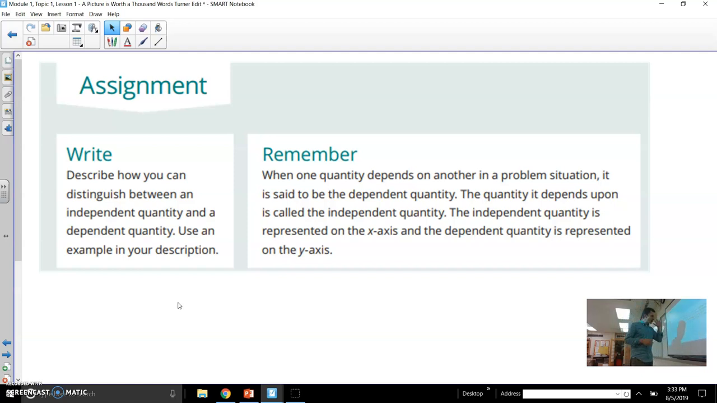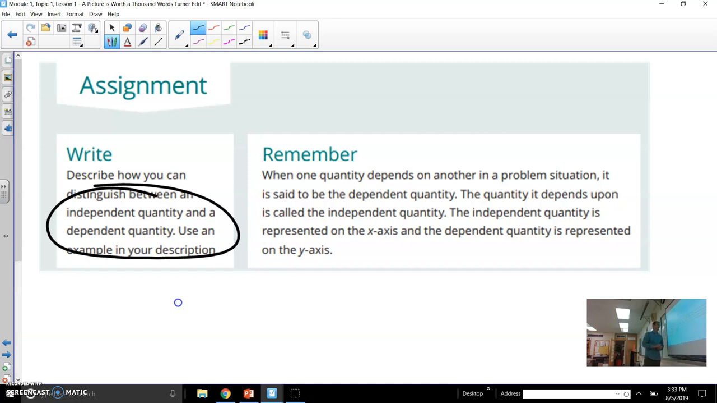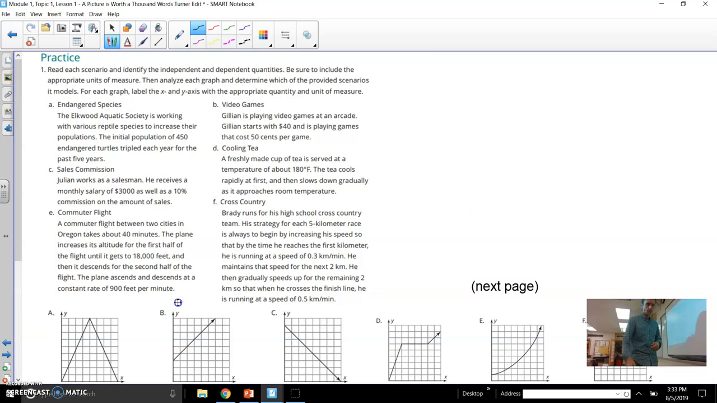Well, basically, this is our first assignment, and one of our main objectives in this first assignment is to understand how to identify independent versus dependent variables. So we're going to be looking at some scenarios. We're also going to be trying to figure out which graph corresponds with which scenario, and just some basic labeling on the X and Y axis. So let's jump into it.